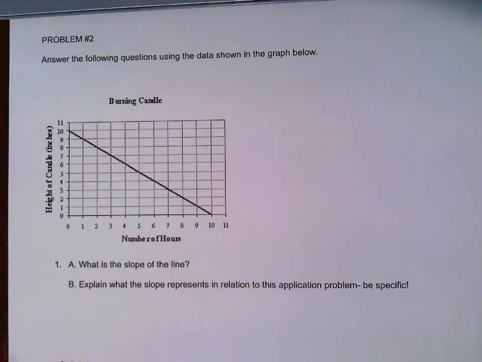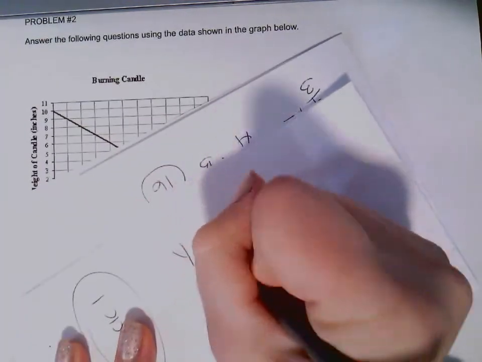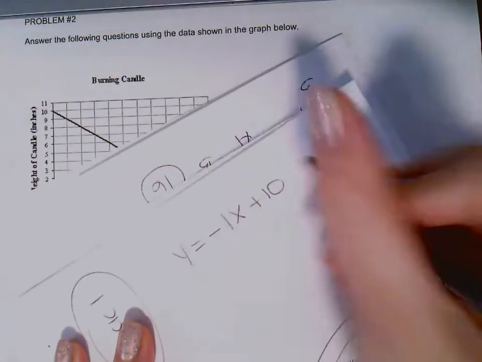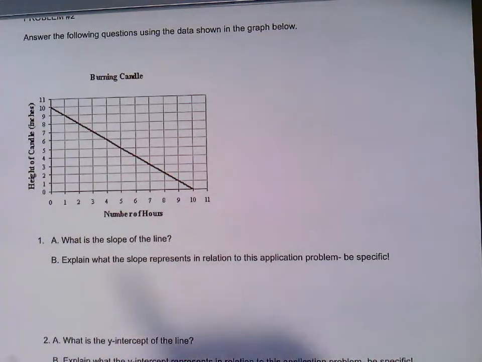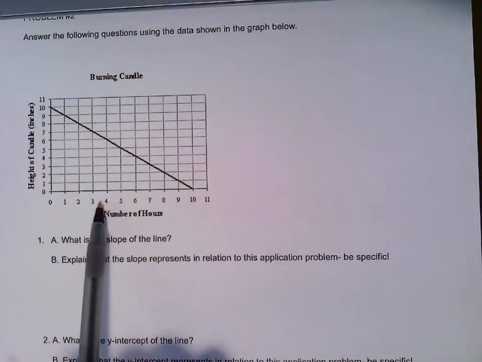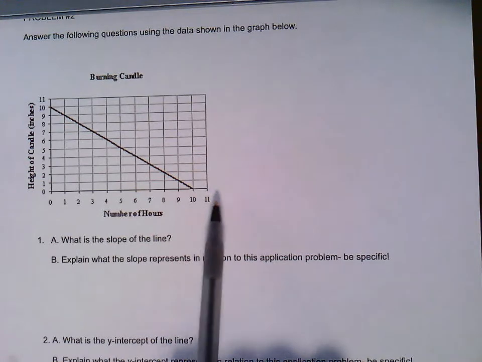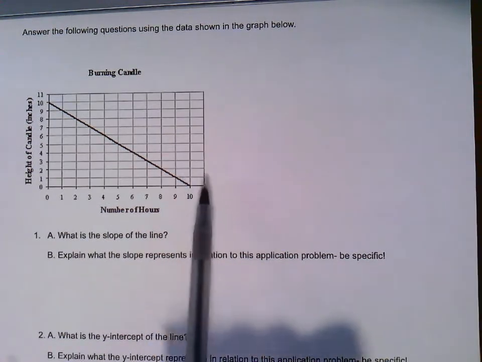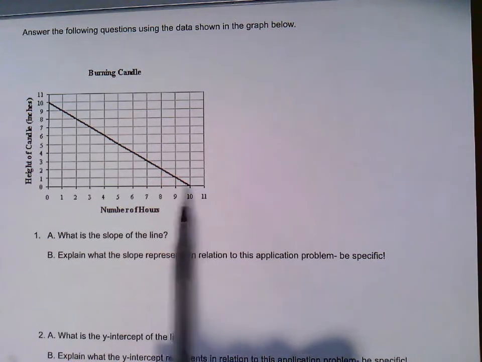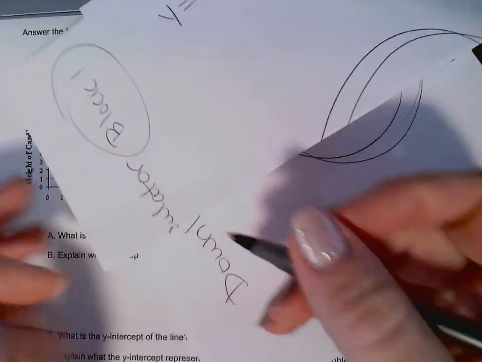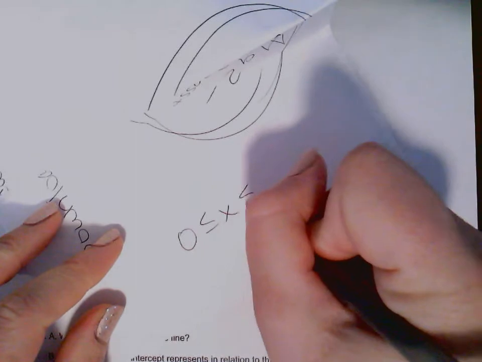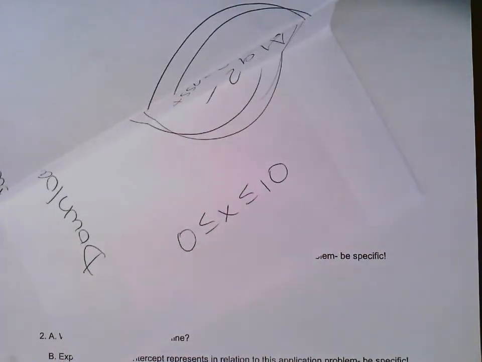Write an equation to fit this data. So my equation would be y equals negative 1x plus 10. And it says, what's a reasonable domain for this? Can this candle burn for 4 hours? Yep. Can it burn for 11 hours? Nope. The last time it's burning is at 10 hours, right? Because then there's no candle left. So the domain would go from 0 up to 10. And if you wanted to write that as an inequality, 0 is less than or equal to x, which is less than or equal to 10 hours.